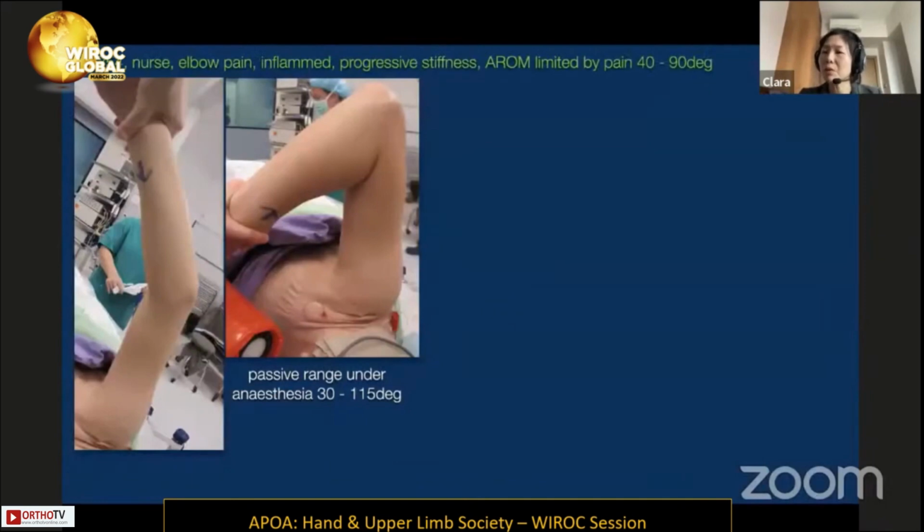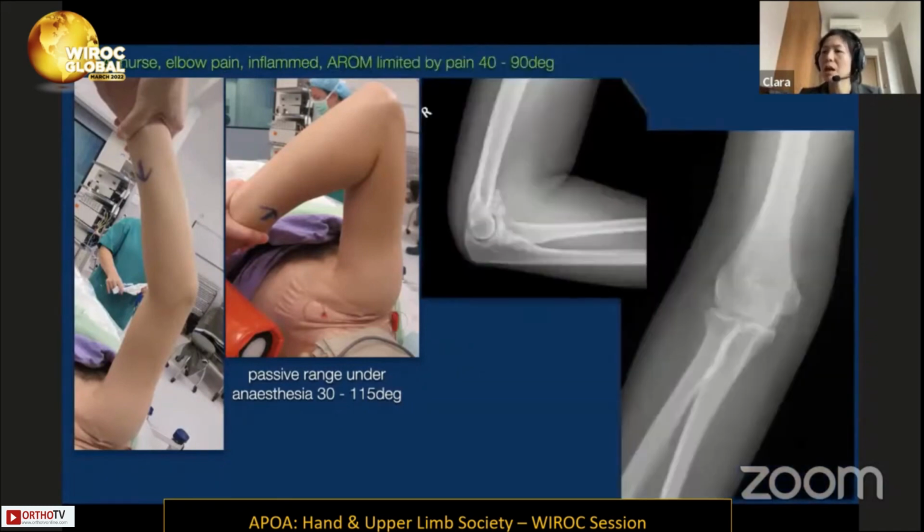This is a 54-year-old lady with an inflamed elbow and progressive stiffness. The active range was limited to 40 to 90 degrees. The X-ray is adequate enough to show us the diagnosis of osteochondromatosis.